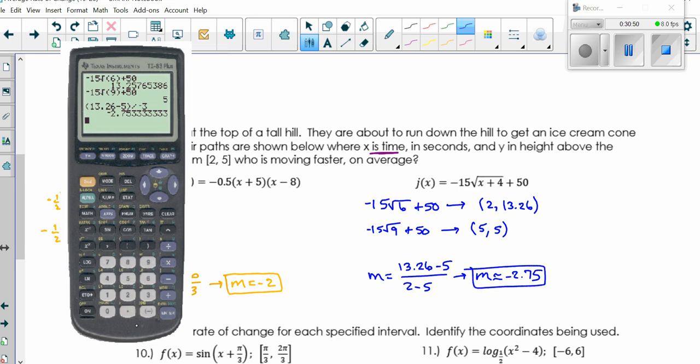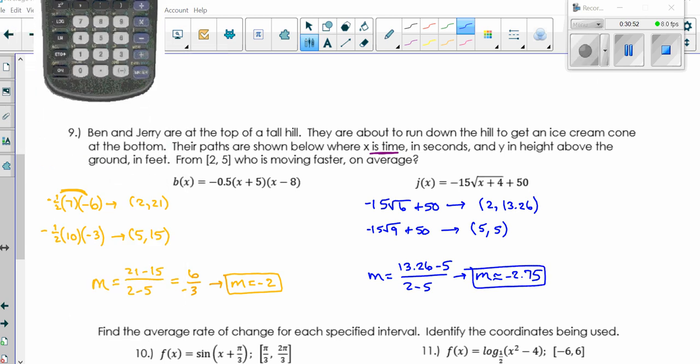Okay, let's go back to the question here. Let's see, who is moving faster on average? So going down negative 2.75, which means this one is happening faster. Okay, remember the negatives are just direction. So we're going to say Jerry. That was J of X. So Jerry with m equals negative 2.75. By stating it like that, I'm justifying my answer. I'm showing what my answer is.